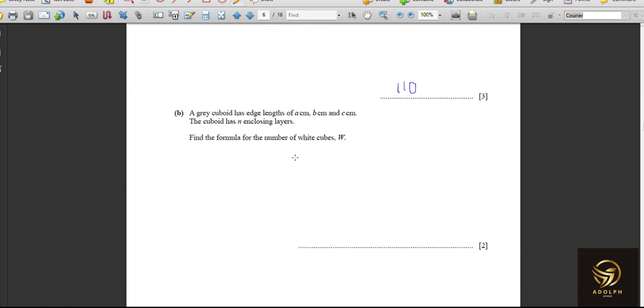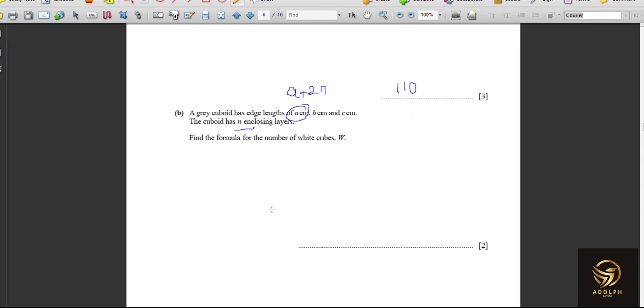Next is a gray cuboid has edge lengths of a centimeter, b centimeter and c centimeter, like now. And if it's a layer, we will be adding one layer left, one layer right, so this will become a plus 2. But here they mentioned there are n enclosing layers. So if it's one layer, 2; 2 layers, it's 4; 3 layers, it's 6. So multiples of 2. So now it's going to be a plus 2n.